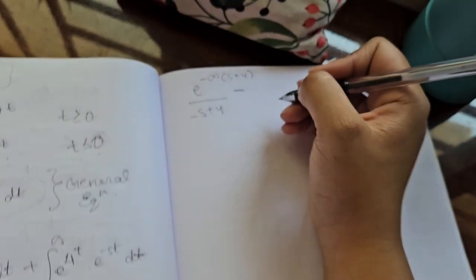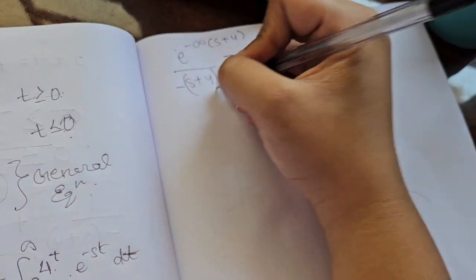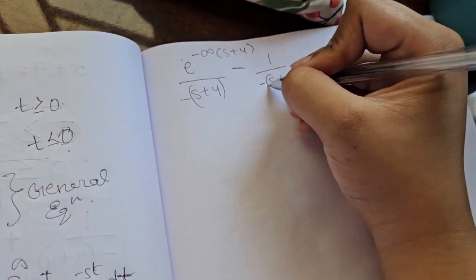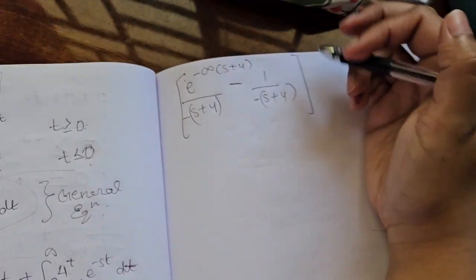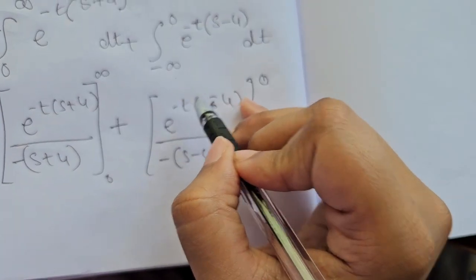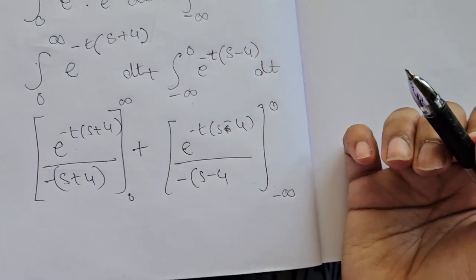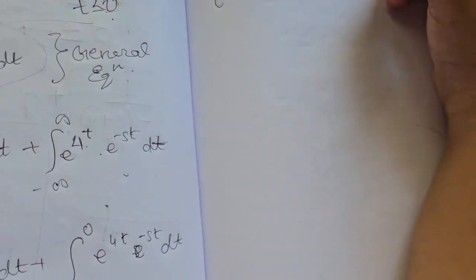So minus 1 upon minus s plus 4. And that's how you solve the first bit. Your second bit, I'm going to, again, put in those limits. We're going to start with e raised to 0, which is 1, and then we're going to minus this with infinity. So 1 upon minus s minus 4.